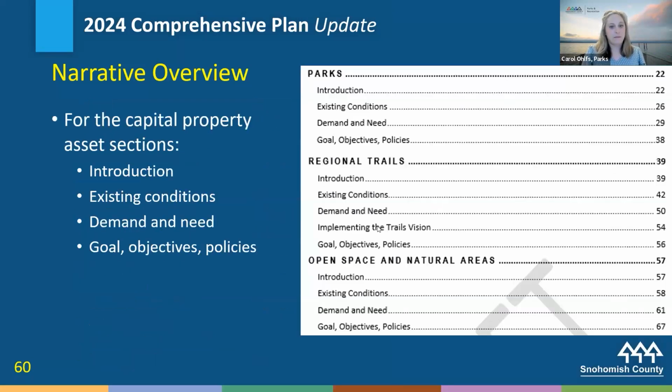For all the capital property asset sections, the parks, trails, and open space discussion portions, the document lays out each section similarly to include an introduction, existing conditions, demand and need, and then a list of the goals, objectives, and policies.